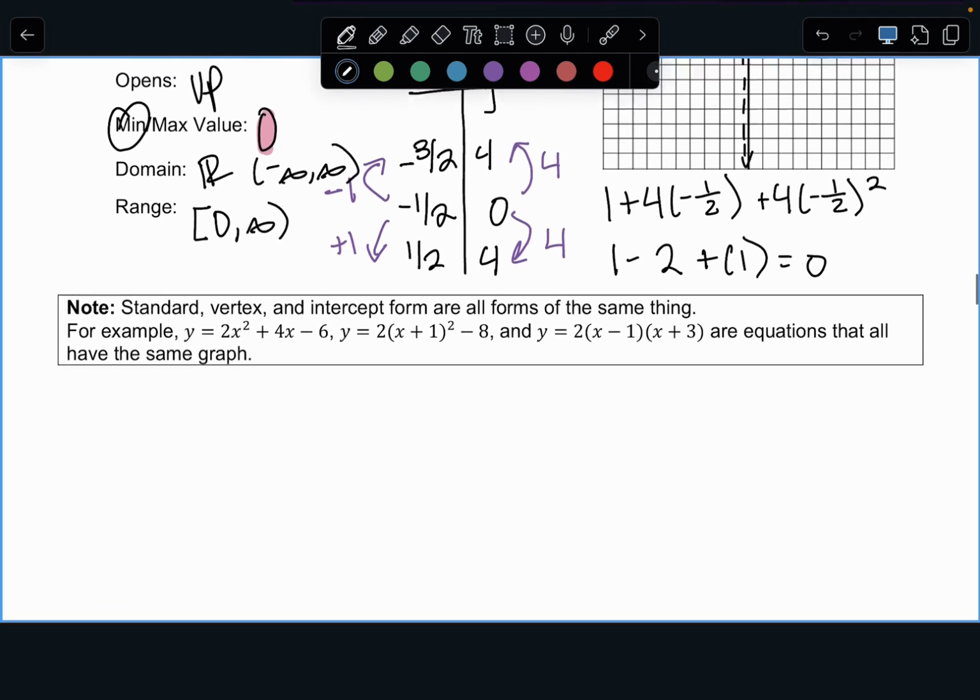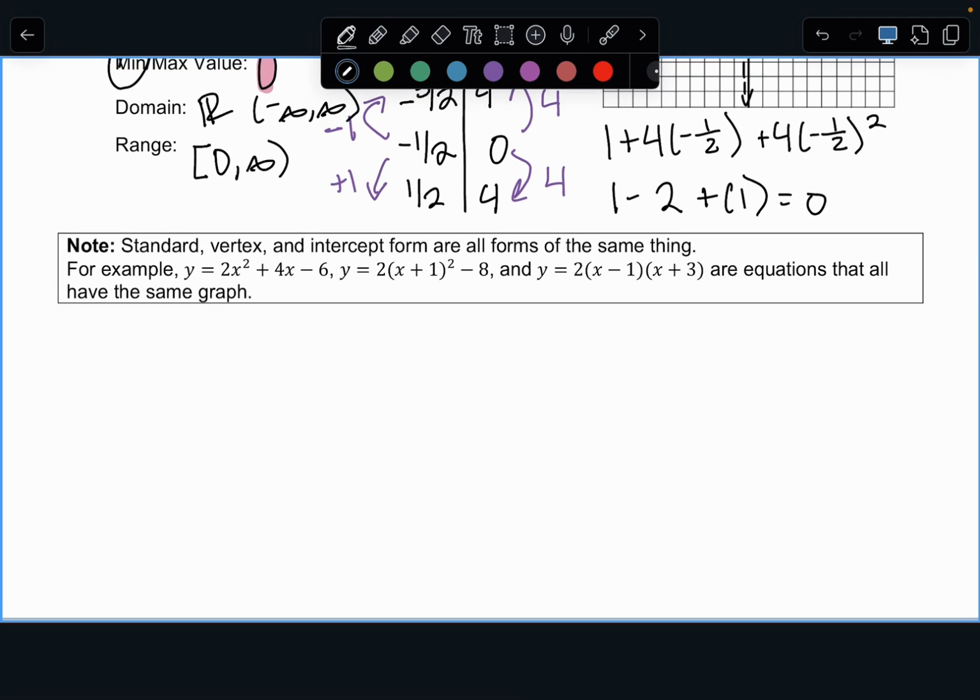Okay, one last thing I want to talk about. We're going to talk about it more next week. But no matter what form I give you, it's all the same thing. You're all graphing parabolas. It's going to have a vertex. And in fact, next week we're going to talk about switching between all 3 forms.